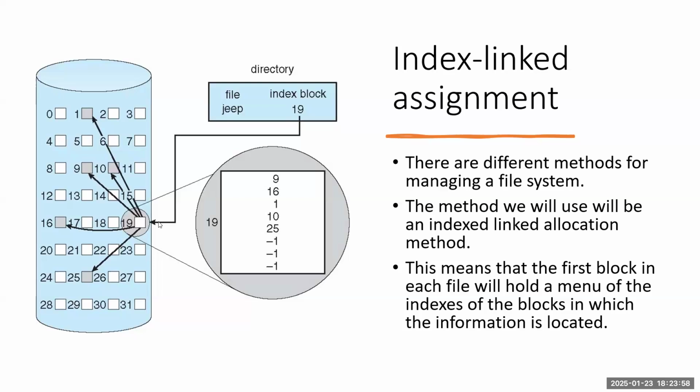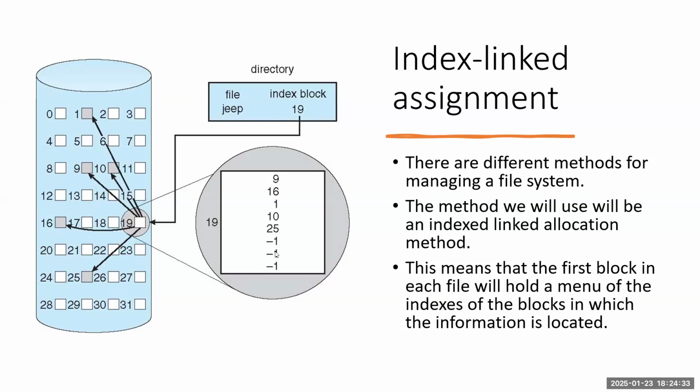So for example, the directory will just say that the file named Jeep is located at block number 19. That's all that is in the directory. We said the directory is in the first block of the system, like in 0, but then we find out that we have to go to 19. Block 19 has in it simply a list of where all the other blocks are: 9, 16, 1, 10, 25.